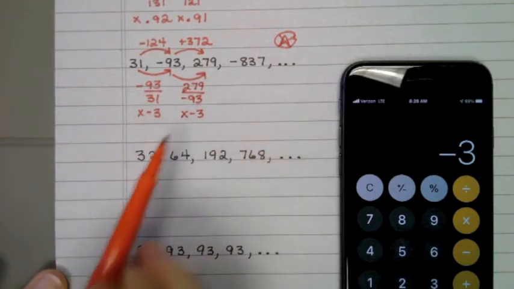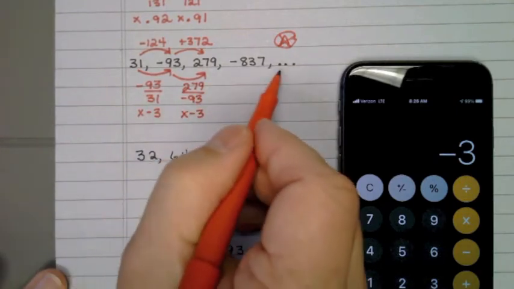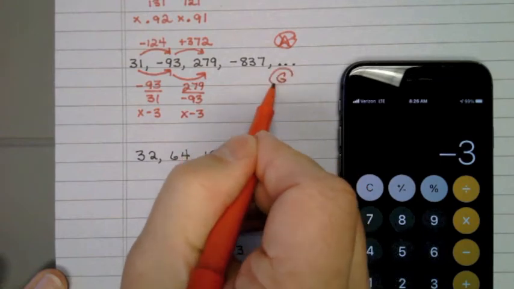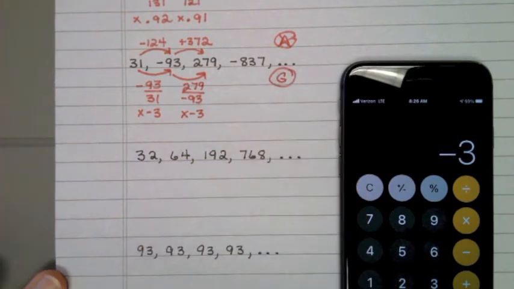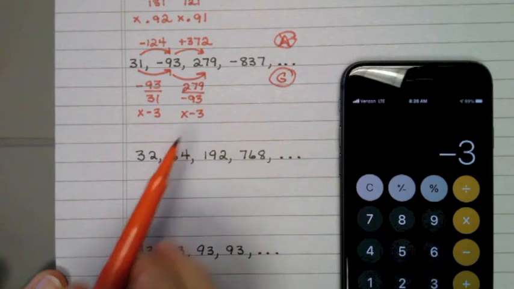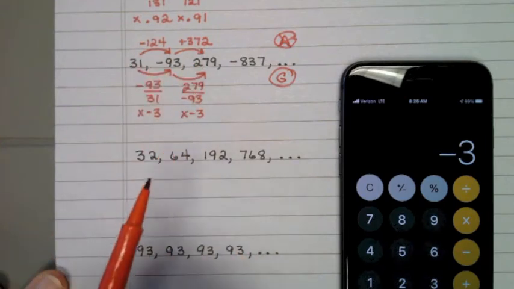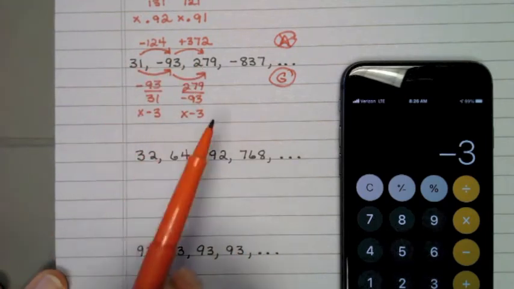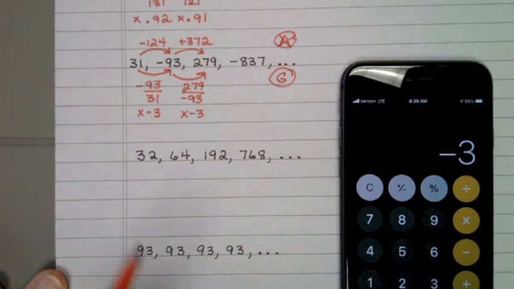It's showing I'm multiplying by negative 3. Is this a geometric sequence? Yes, it's a geometric sequence because I'm multiplying by the same number. I'm not adding or subtracting by the same number, but I'm multiplying by the same number. So that means it's a geometric sequence.